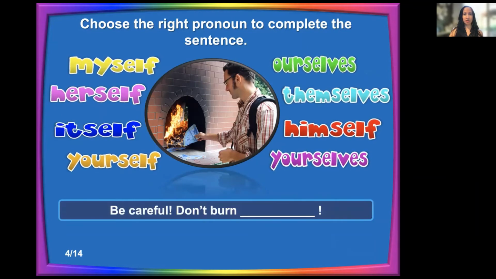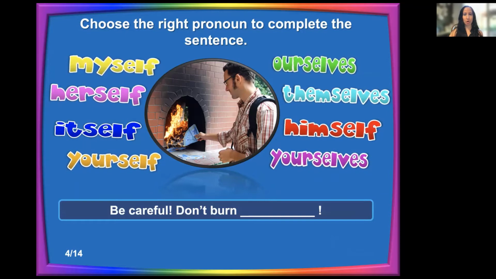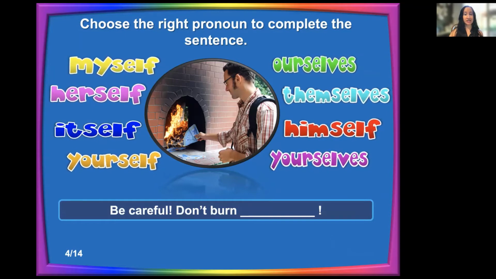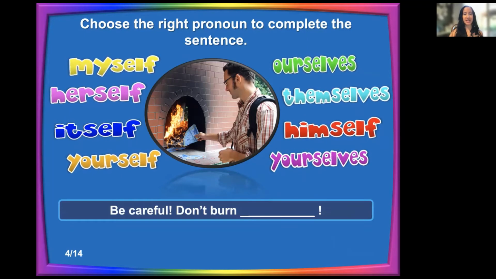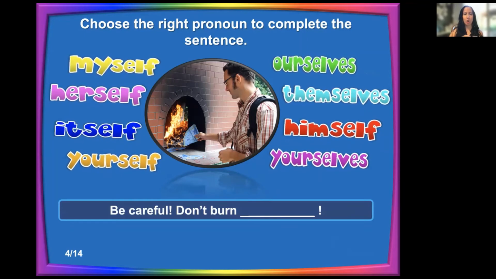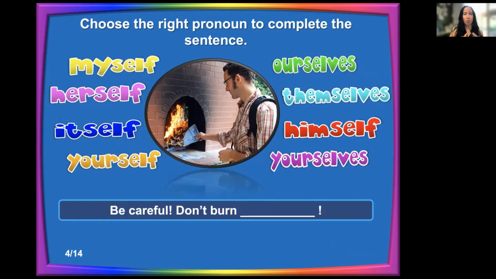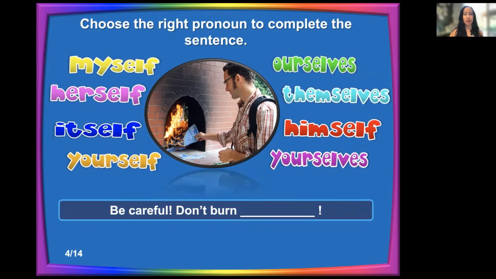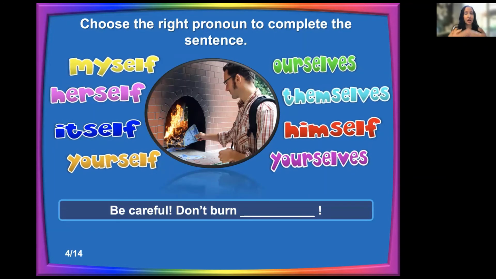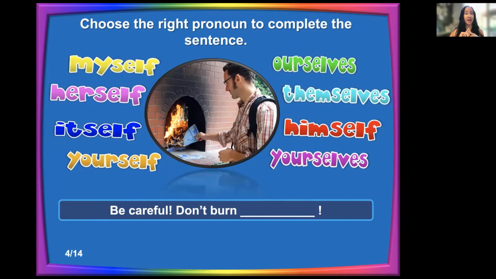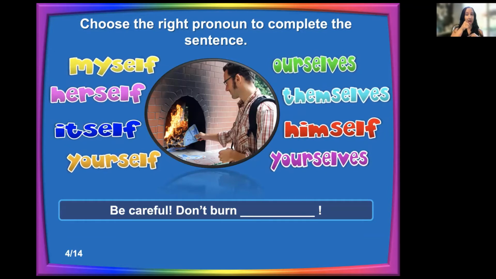Okay. Choose the right pronoun to complete the sentence. Be careful. Don't burn. I'm trying to trick you. Be careful. Don't burn. What could be the pronoun and then the reflexive pronoun? Who are we referring to? Don't burn. If I'm talking to you, be careful. Don't burn. What is that?